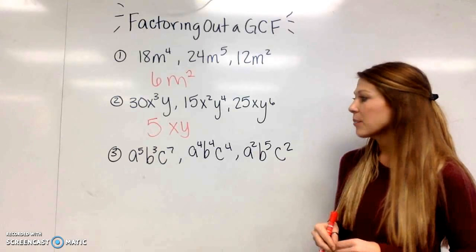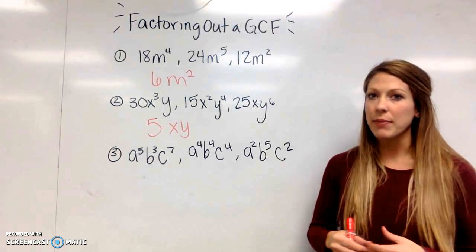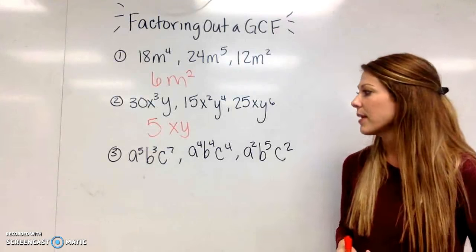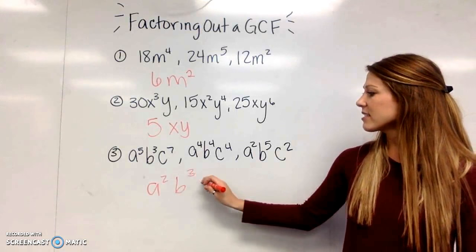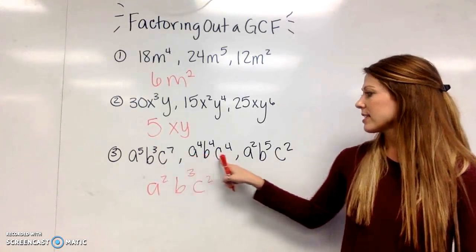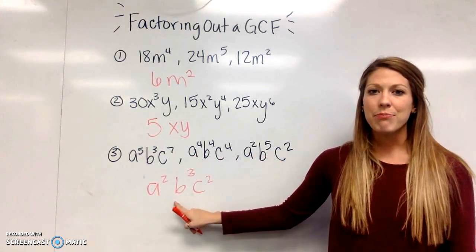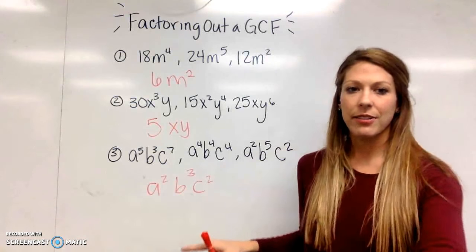In the third example, there are no coefficients, so that means our greatest common factor will not include a coefficient. Looking at the a's, we have 5, 4, and 2, so they all have at least a squared. The b's, 3, 4, and 5, they all have at least 3. And the c's all have at least c squared. So our greatest common factor would be a squared, b to the 3rd, c squared.